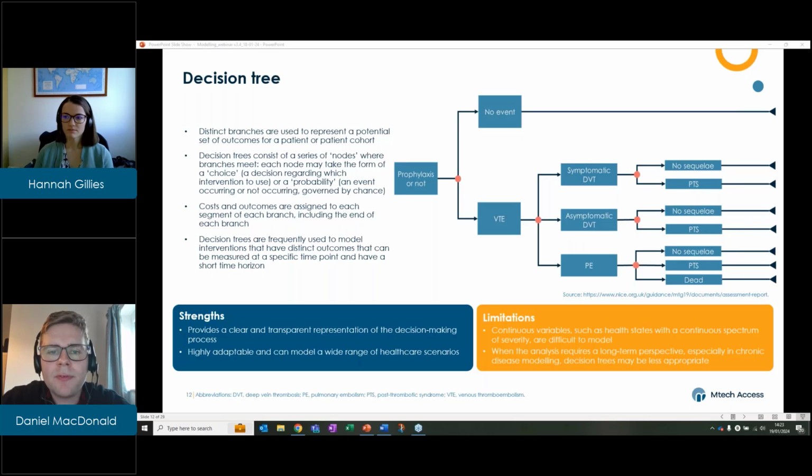So to give a bit of an overview of a decision tree, it's very much set up in terms of different branches, modelling discrete events. So we've got a diagram here. Starting off, the start of a decision tree discusses whether a patient's receiving prophylaxis or not. With the decision tree, what then happens is you reach a chance node, which allows you to compare two different options. So in this instance, you can go up to no event, or you can go to the other branch, which will go to venous thromboembolism.